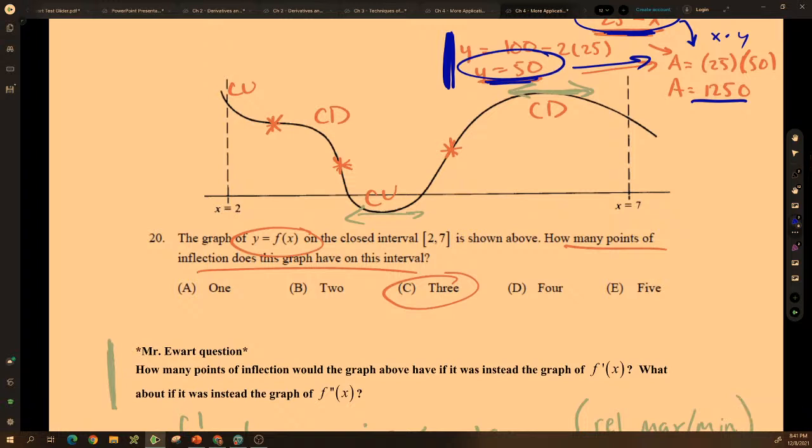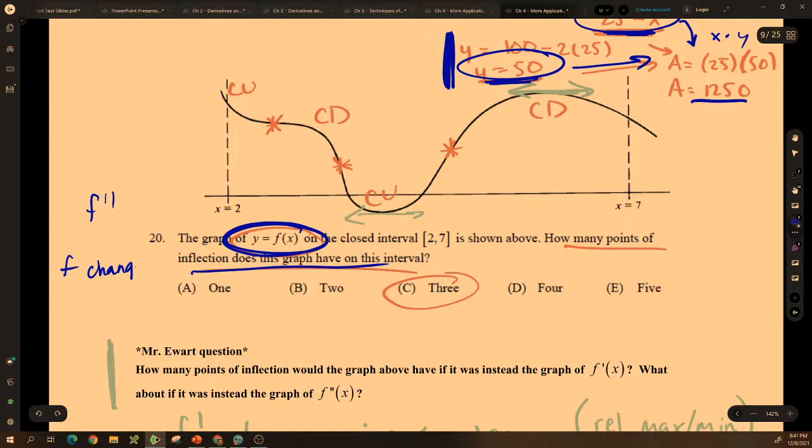Next up, they give us a graph of just y equals f of x. Not f prime, not f double prime, but f of x. They say, how many inflection points does this graph have? If it was f double prime, we'd have 1, 2. But it's not that, it's just f. So inflection points are when f changes concavity.